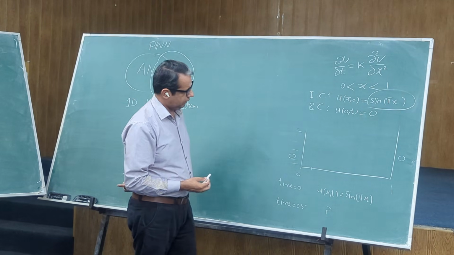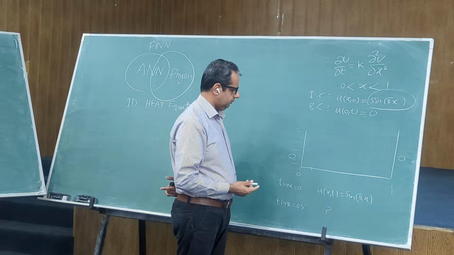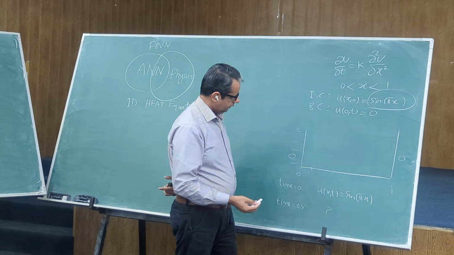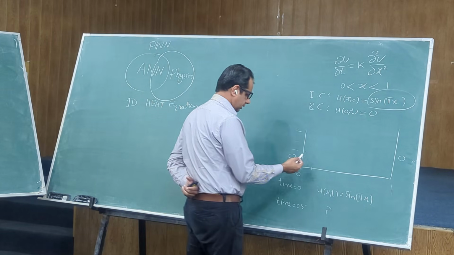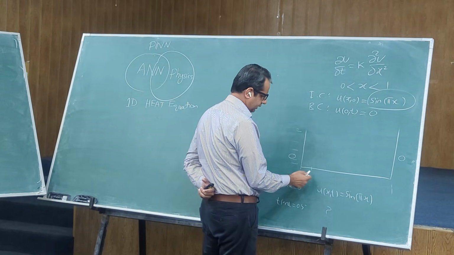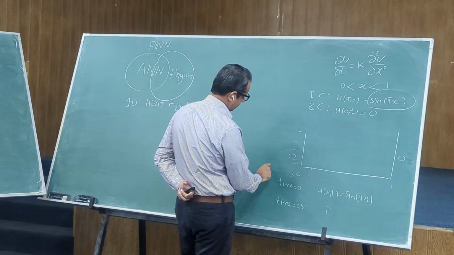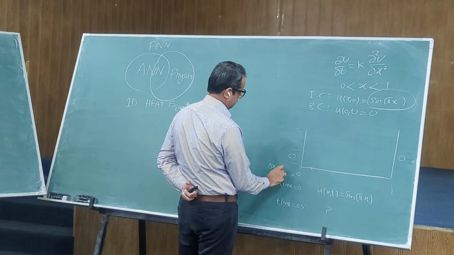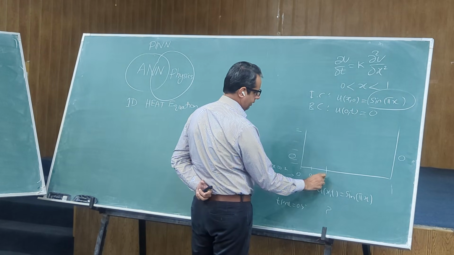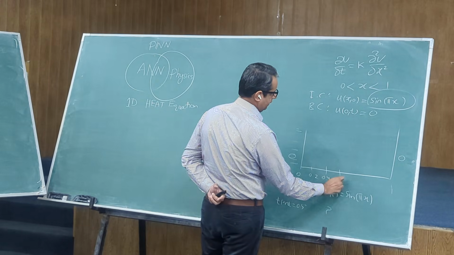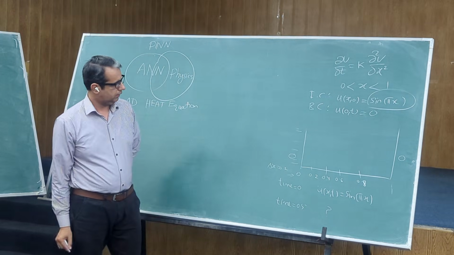If you know some idea of numerical methods, in any numerical method, what we do is discretize the domain. Here we can also discretize the domain. For example, I can take in the x direction delta x equal 0.2. So the next point will be 0.2, then 0.4, 0.6, 0.8, and finally we reach 1.